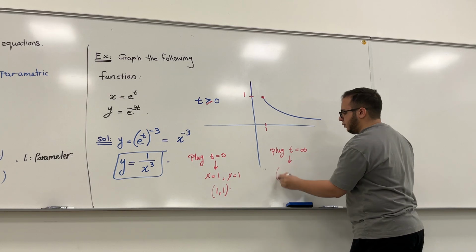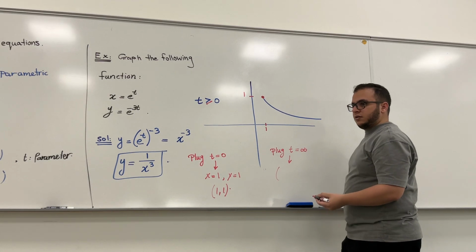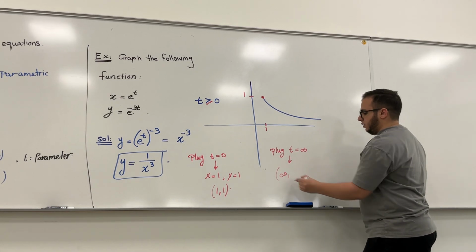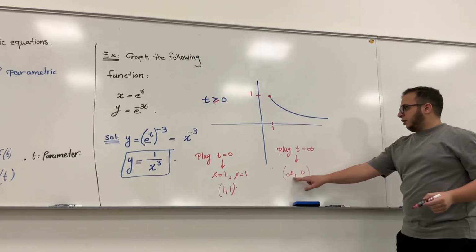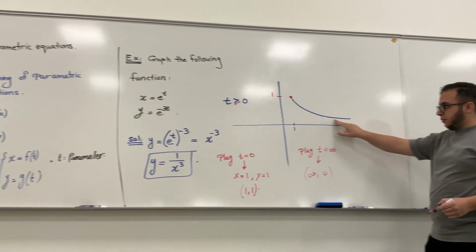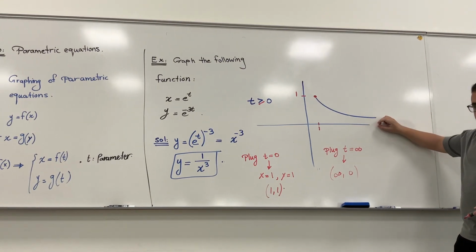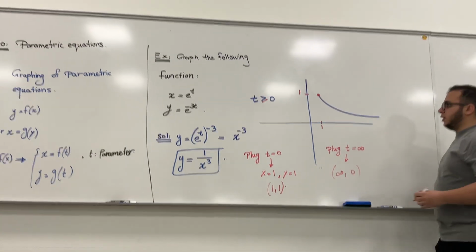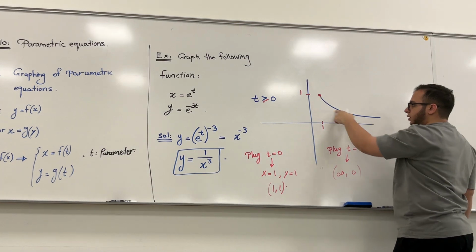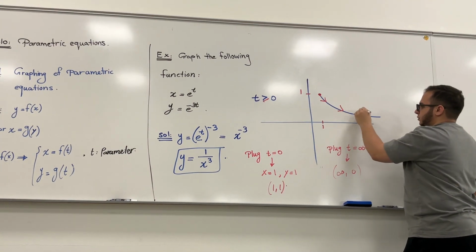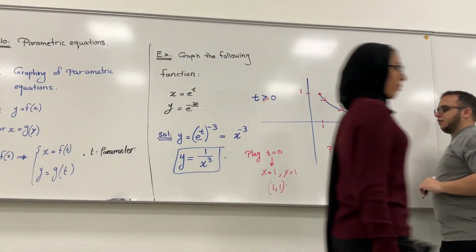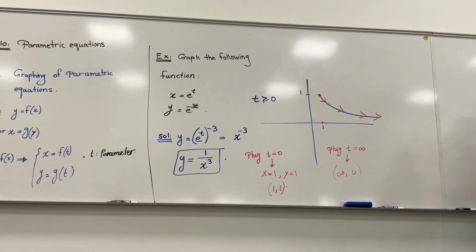So what do you get? e to the infinity is infinity. And then e to the minus infinity is 0. So you're telling me x is going to infinity, which is what's happening here, and y is going down to 0. And that's what's happening in the graph. So the graph starts from t equals 0 and then goes like this. It doesn't go backwards. So here. Okay? Good.